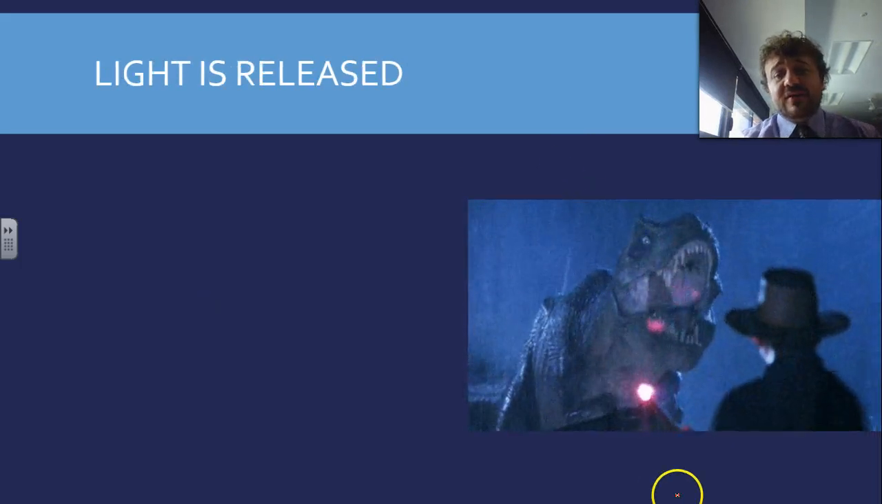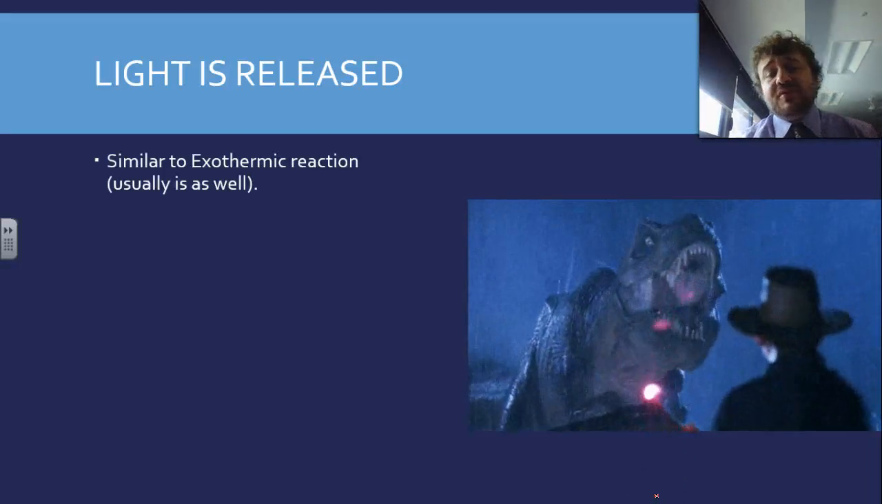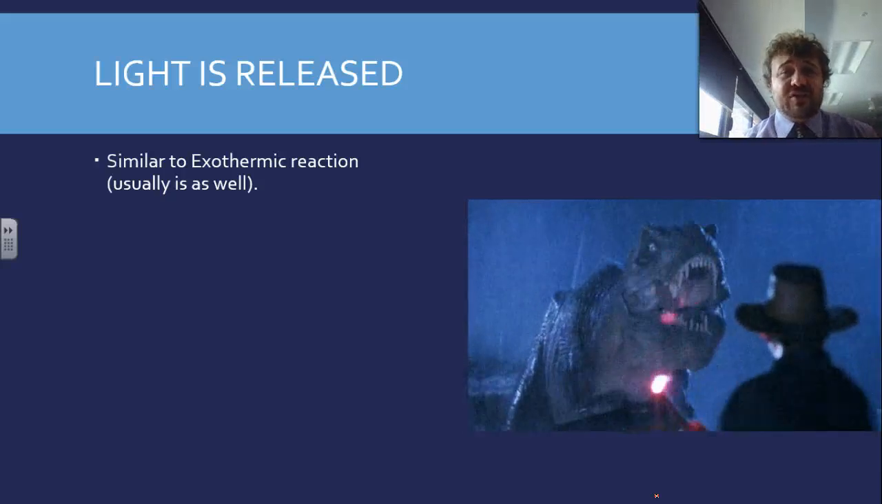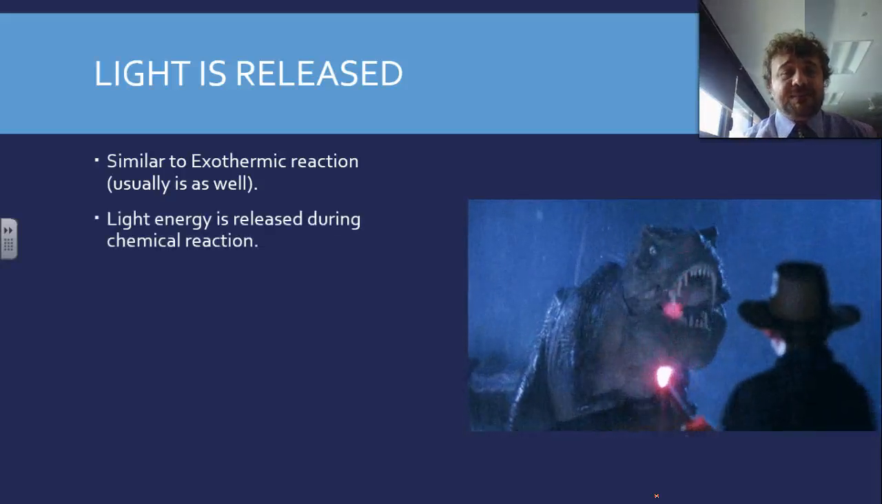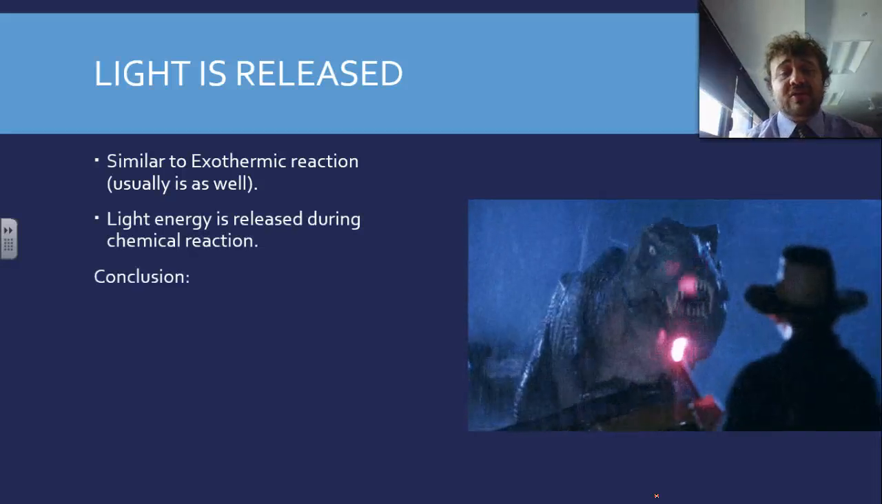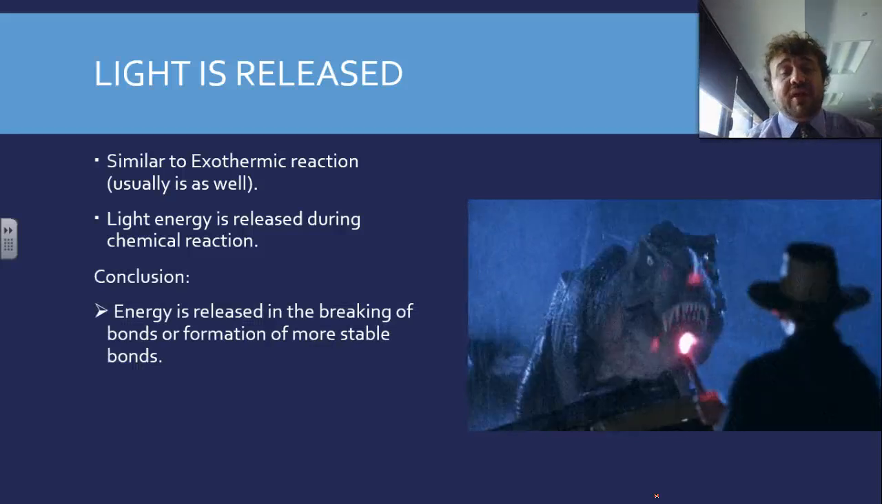Light is released. This here is what we call a magnesium flare. Now, it's similar to an exothermic reaction, and it usually is, like if something's giving off light, it's usually pretty hot, you can't touch it. So the observation is that light energy is released during a chemical reaction, and there's a conclusion to draw from this, and that is energy is released in the breaking of bonds.